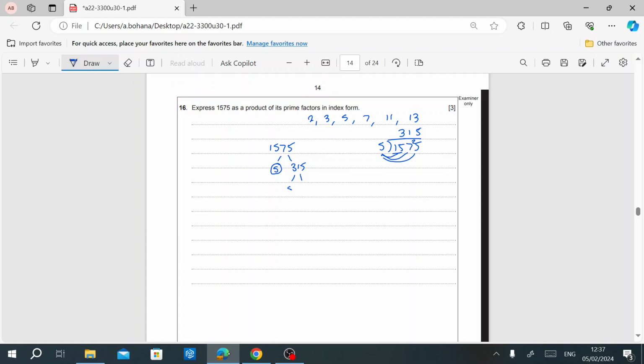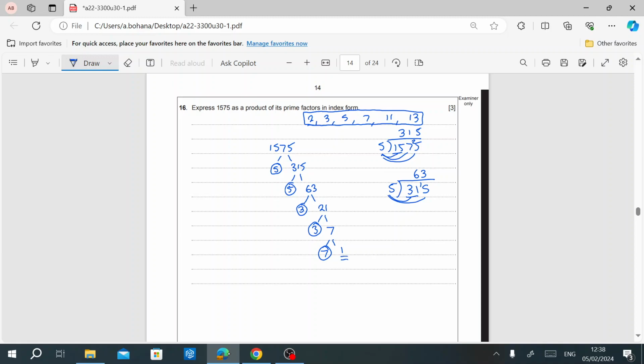Because it ends in 5, I'm going to use a 5 again. So 5 into 315. 5 into 31 goes 6, carry 1. 5 into 15 is 3. So that's 63 times. Then the next thing I'm going to do now, I'm going to divide by 3. I can't divide by 5 anymore. Don't forget, you can only divide by prime numbers. 3 into 63 goes 21 times. 3 goes into 21 7 times. And the only prime number that goes into 7 is 7. And I stop there. That's the way I do it, okay?